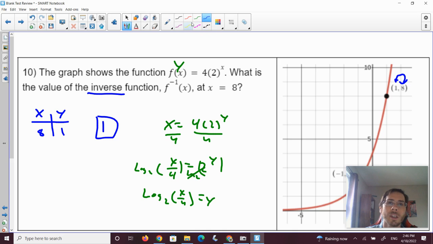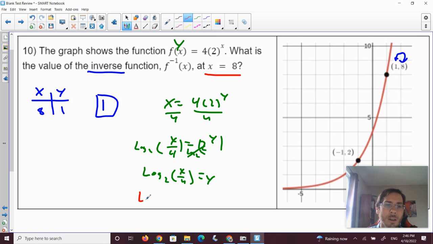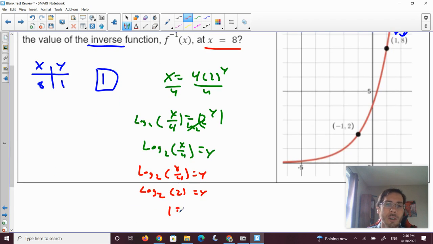And now is where we plug in x equals 8. So we have log base 2 of 8 over 4 equals y, which is log base 2 of 2 equals y. And this is our favorite property where we're doing log base 2 of 2. So this is going to be equal to 1. So we get 1 equals y.